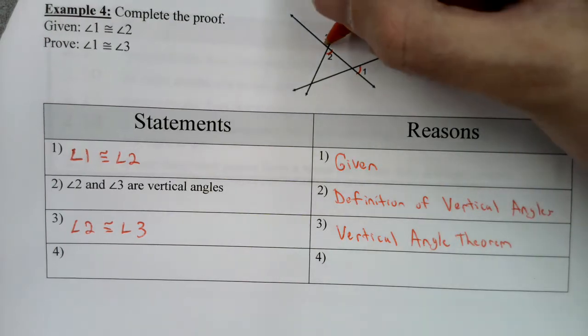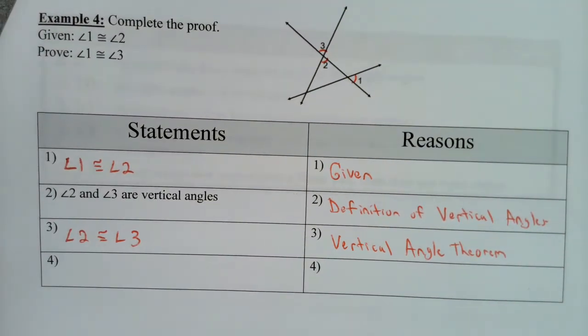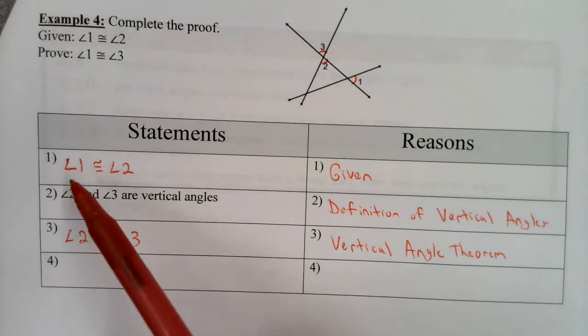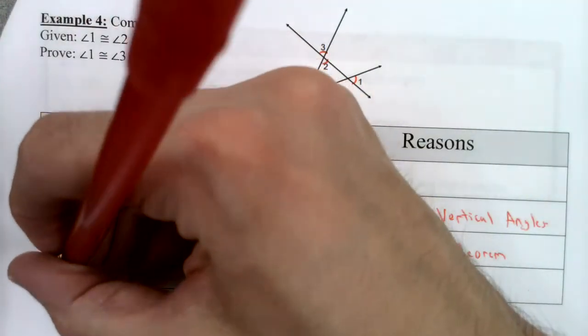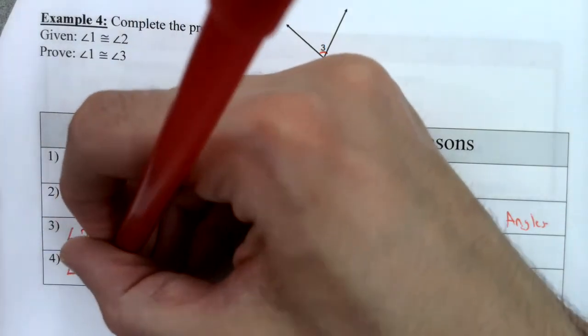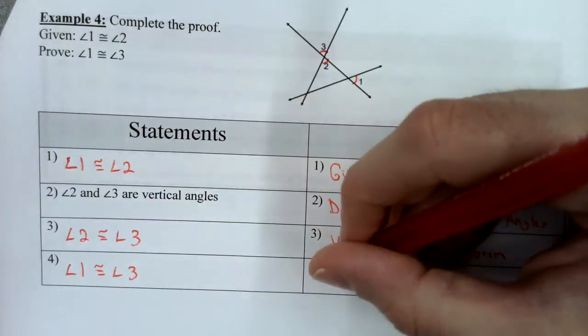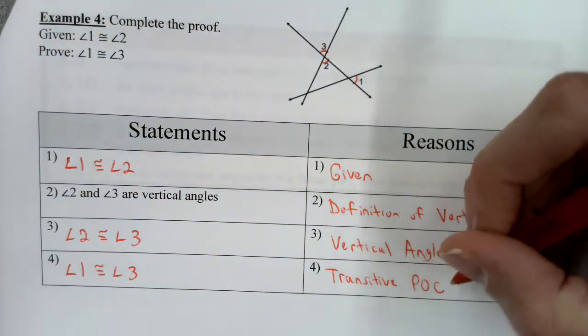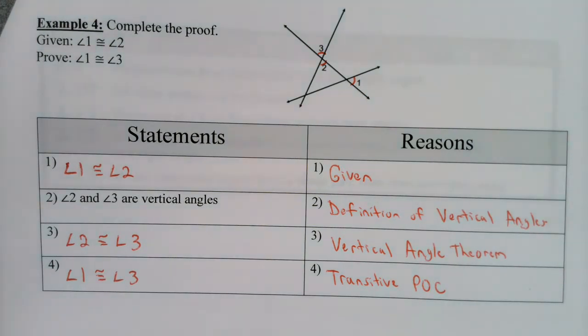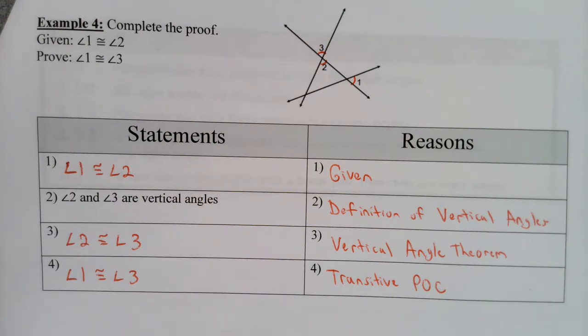So since I have one arc on angle 2, I'll put one arc on angle 3. And now you can see angle 1 is congruent to angle 2, and angle 2 is congruent to angle 3. So you can say that angle 1 is congruent to angle 3, and that is the transitive property of congruence. Okay, but you really should include step 2 and reason 2 in these proofs. You have to actually state you have vertical angles, then you can use the vertical angle theorem. Okay.